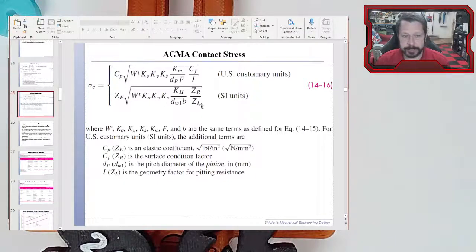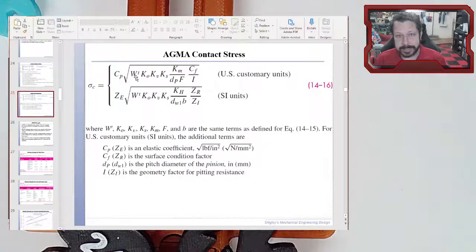But for these that have units embedded, you need to use the correct one so that you end up with the SI units or the US units, and you don't mix them together. That's why they label them differently, but they're the exact same equation. And so it looks somewhat similar to the AGMA equation that we used before for the bending stress.